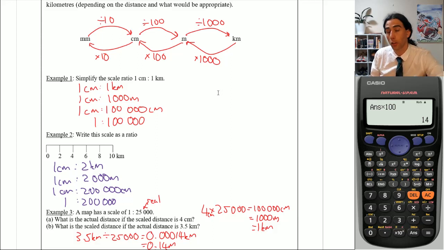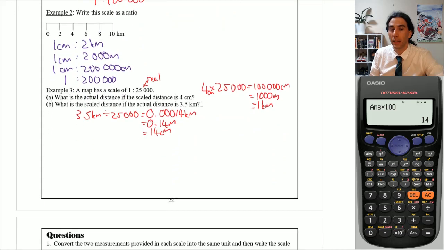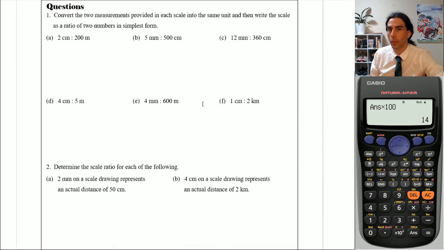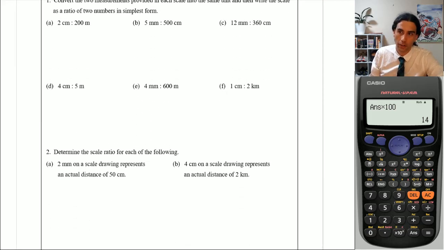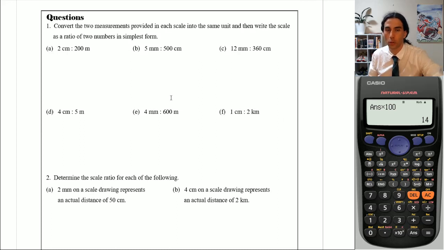Okie dokie. Going to scroll down here. Now we've got 2 pages of questions, and I'm just going to do some of them to get you started. So I'll just do like 1A, D, 2, just some of the ones on the left. So 2 centimeters to 200 meters. They're not in the same units.